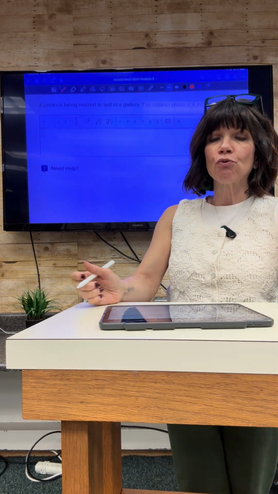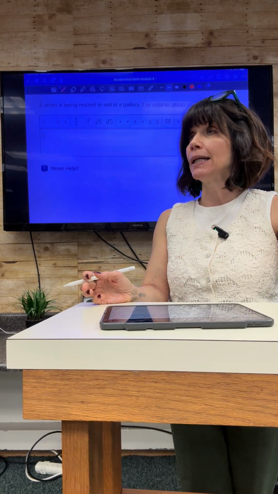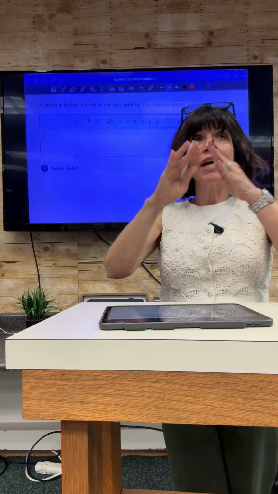Question 3. A photo is being resized to sell at a gallery. Guys, finally, the whole purpose of today's lesson is to take a scaled number that you get when you take an original amount and you either multiply by a scale factor that is less than 1 or you multiply by a scale factor that is greater than 1. Let's see what's happening here.